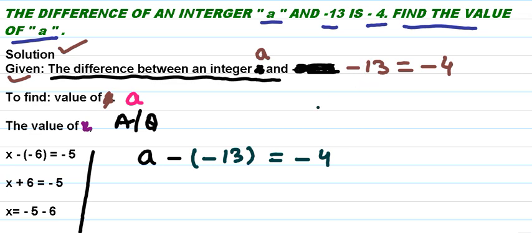You have learned in class 6 equation. Here is the equation formed according to the question. So go forward. We write here a and recall the rules of the integers, minus minus plus. So we write here -13 equal to -4.